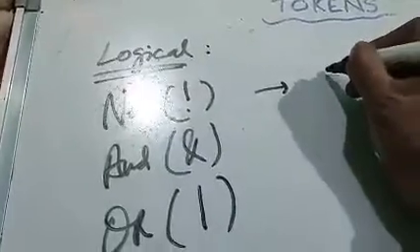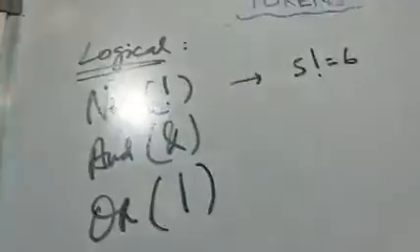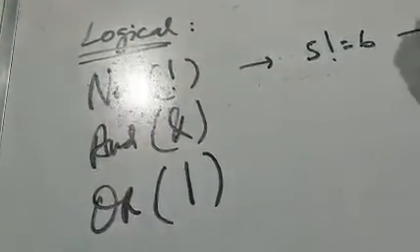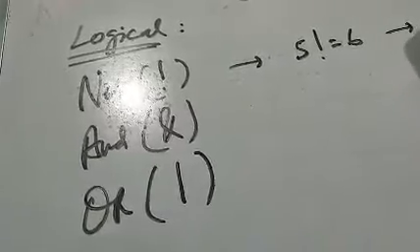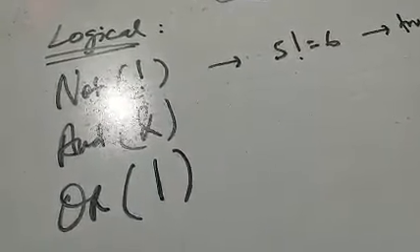Like for example, I'm giving a NOT. I write over there 5 not equal to 6. Since it is also a conditional operator, it will give us the answer as true or false. So that means true. 5 is not equal to 6, yes, it is true.